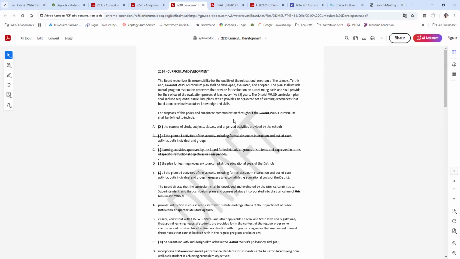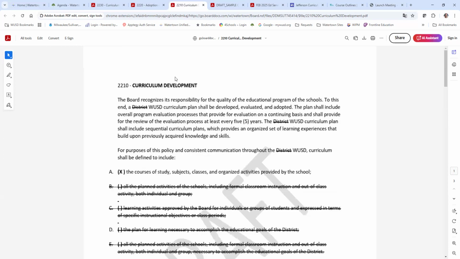This first policy, 2210, and hopefully that's big enough for you guys to see. Make it a little bit bigger. I realize I did already screw up. I did need to change this to every 7 years, as we had spoken about around our curriculum development policy.